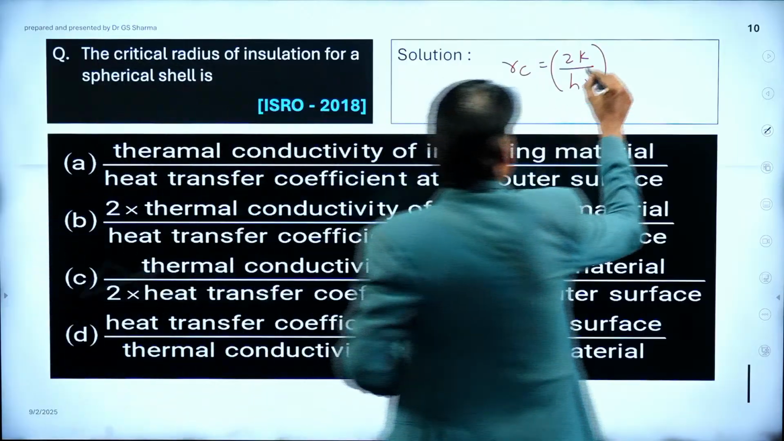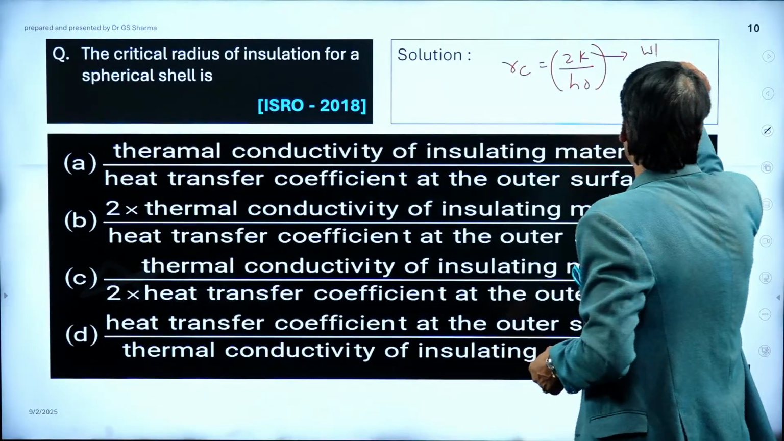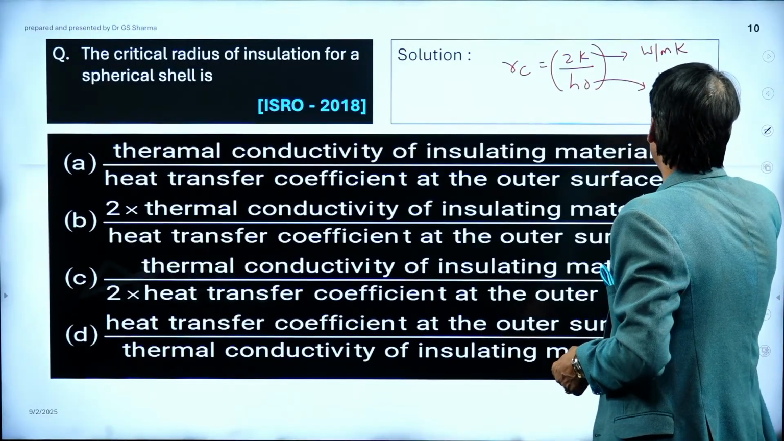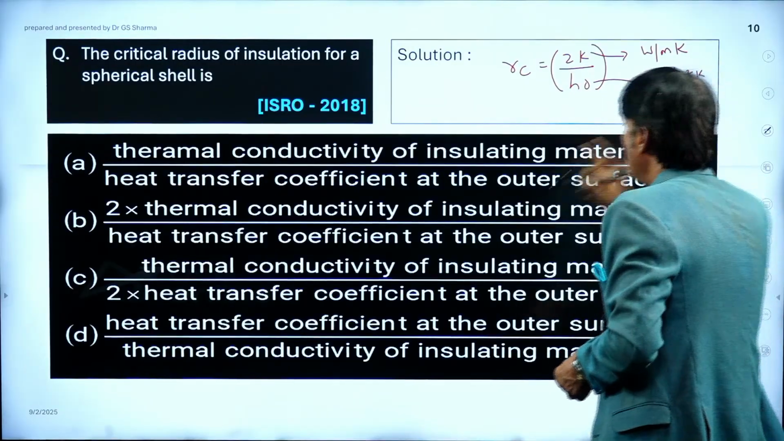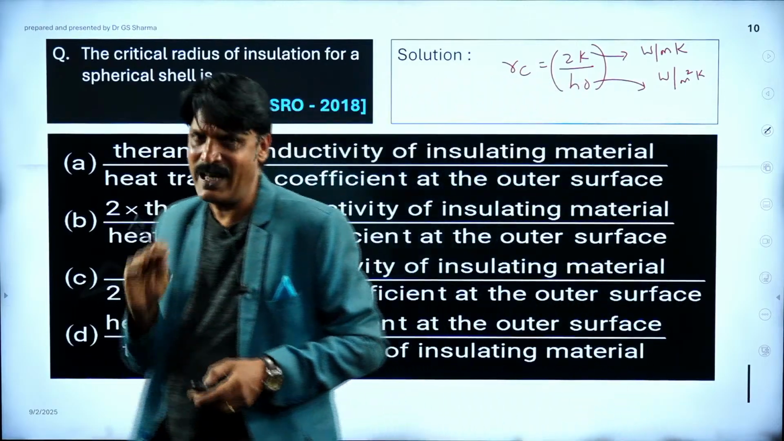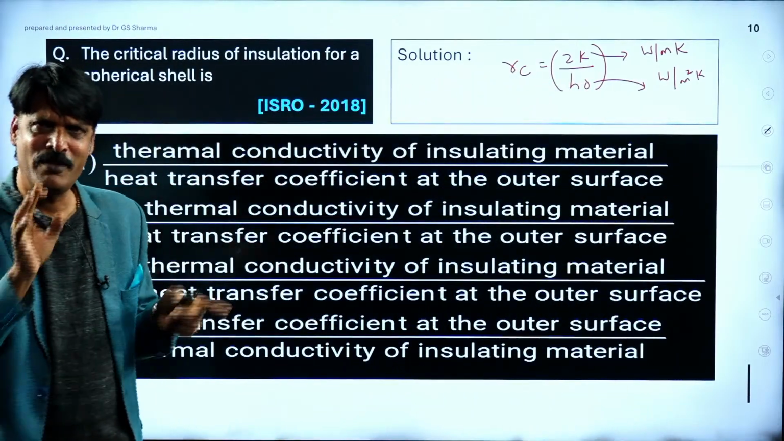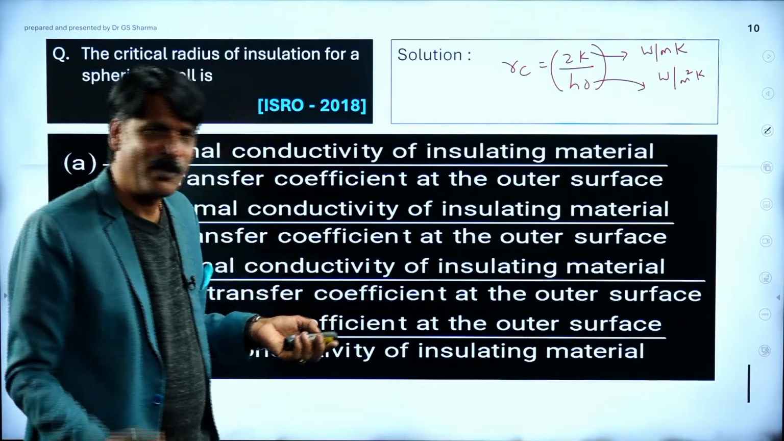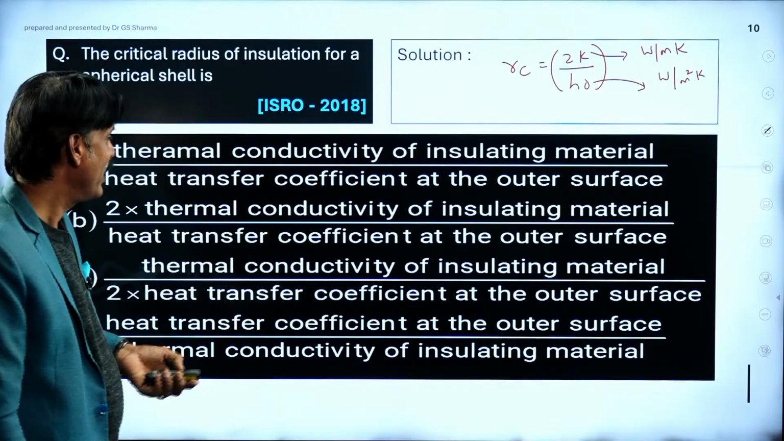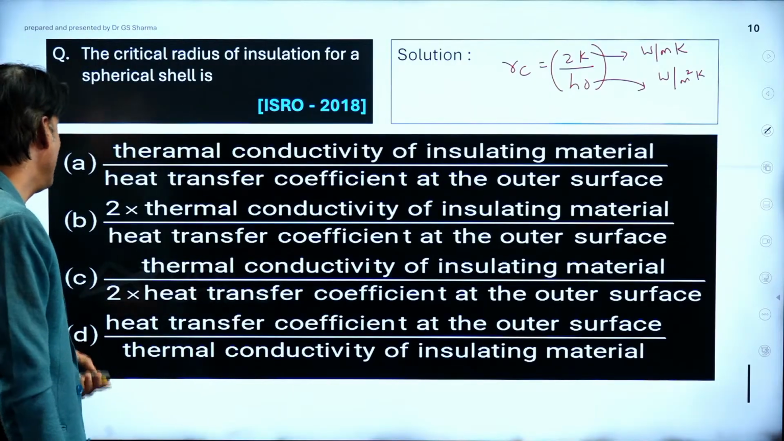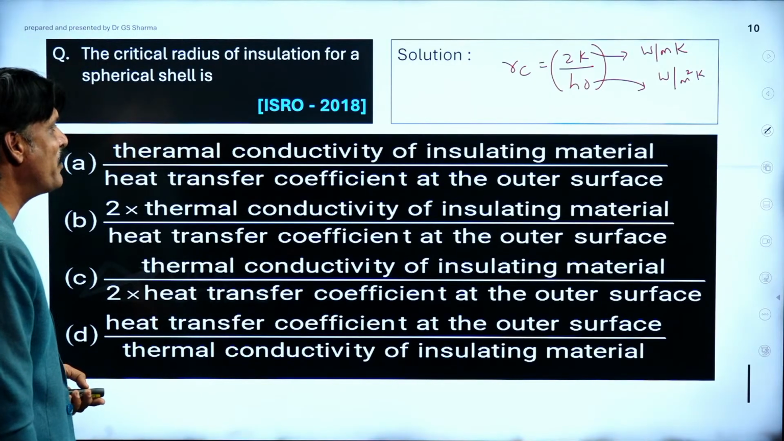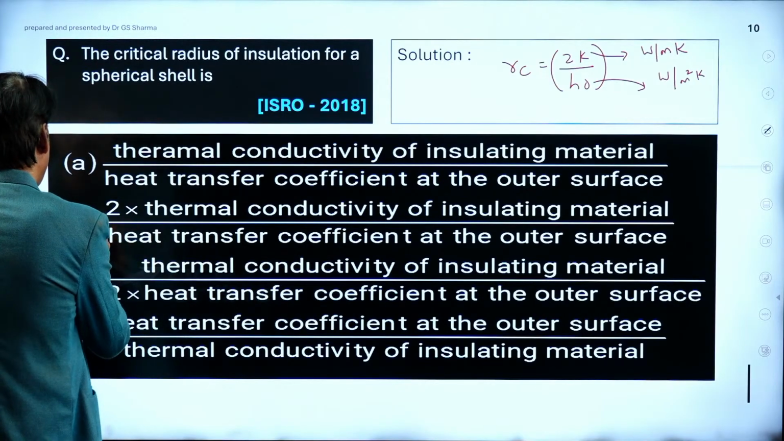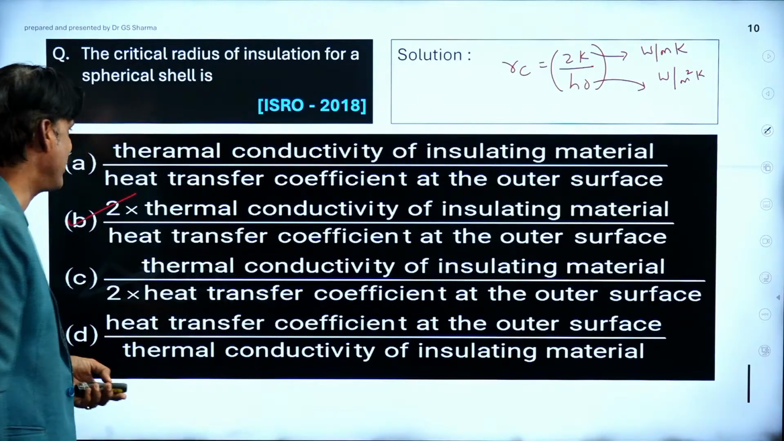And how to check in the exam whether it is h naught by k or k by h naught? This k has a unit of watt per meter Kelvin. This has a unit of watt per meter square Kelvin. So finally you should get unit of meter. Dimensional analysis, units and dimensions are fundamentals for making any of the relations, to know the correctness of the relation. So your answer is 2 times thermal conductivity of insulating material to heat transfer coefficient at the outer surface. This is the answer, B.